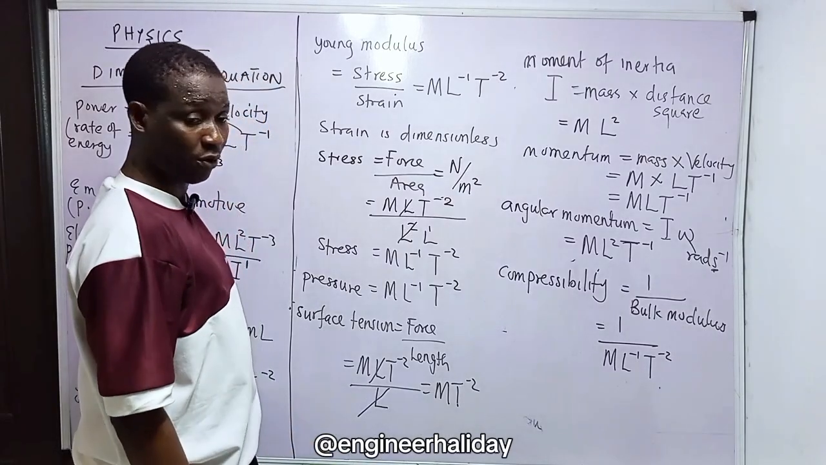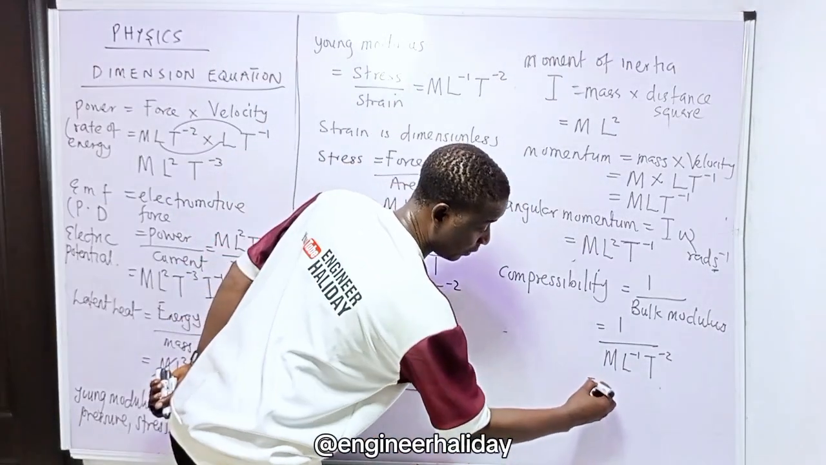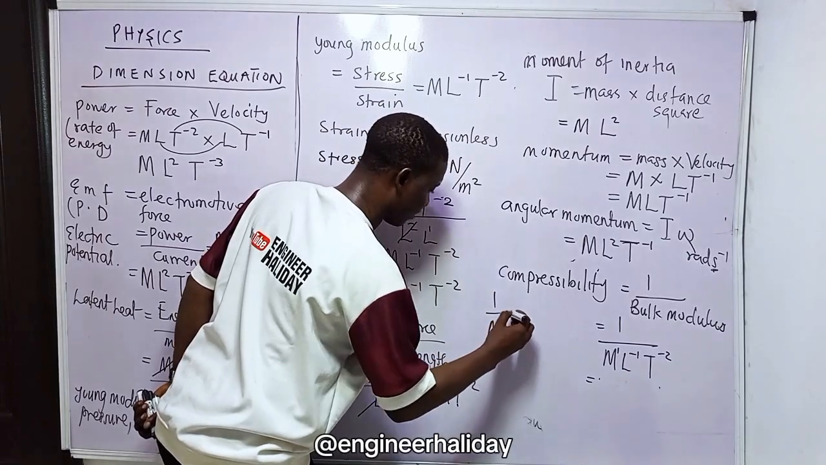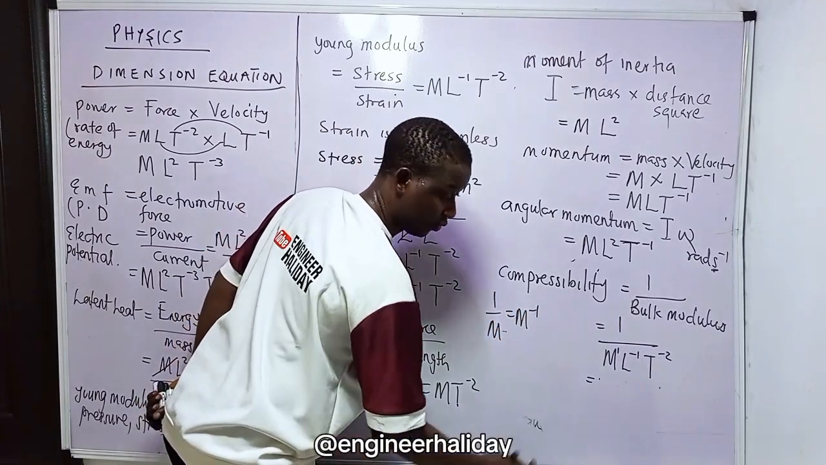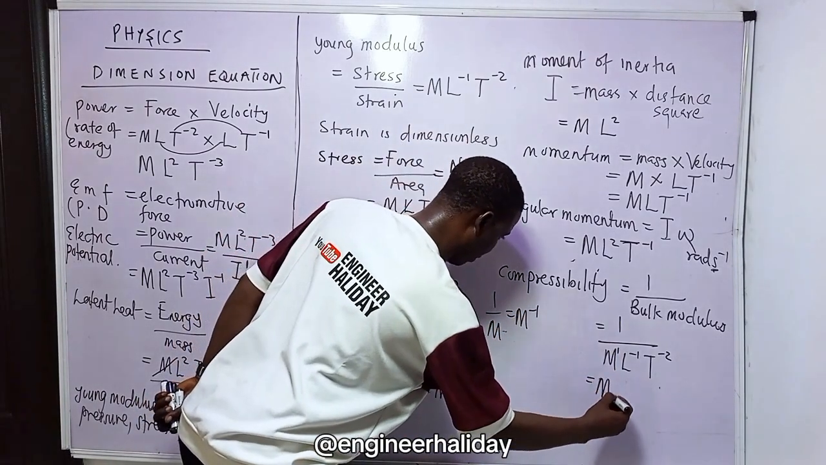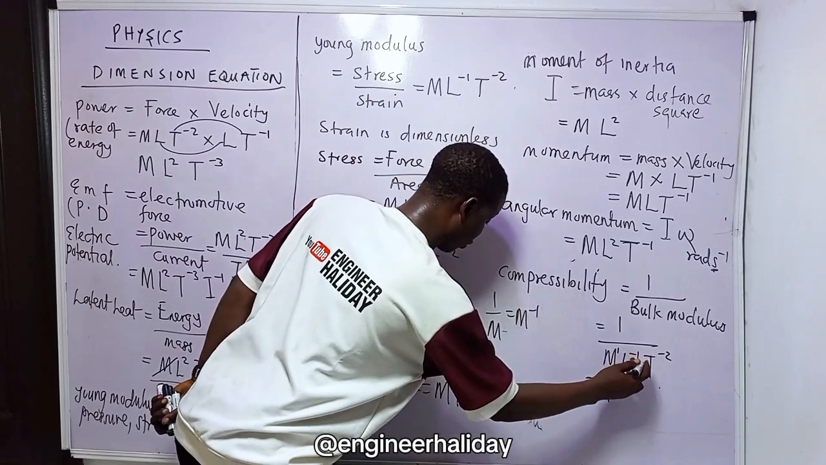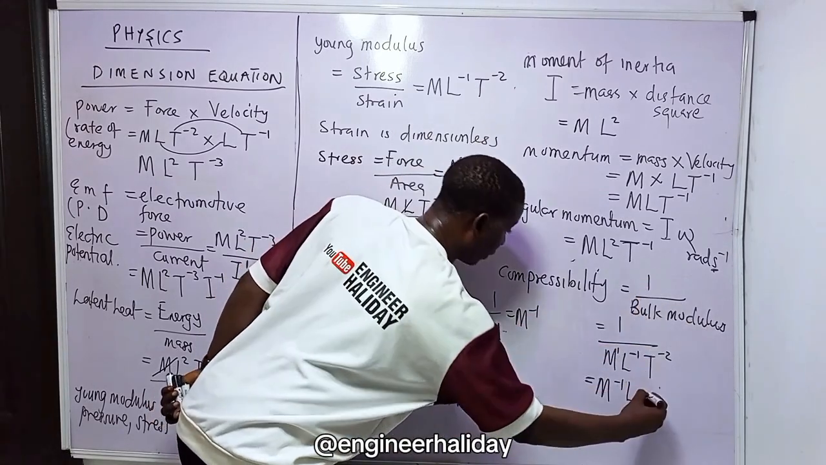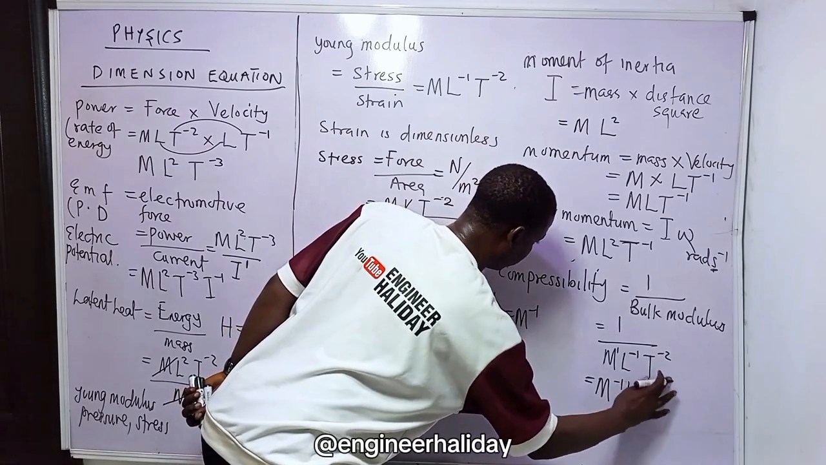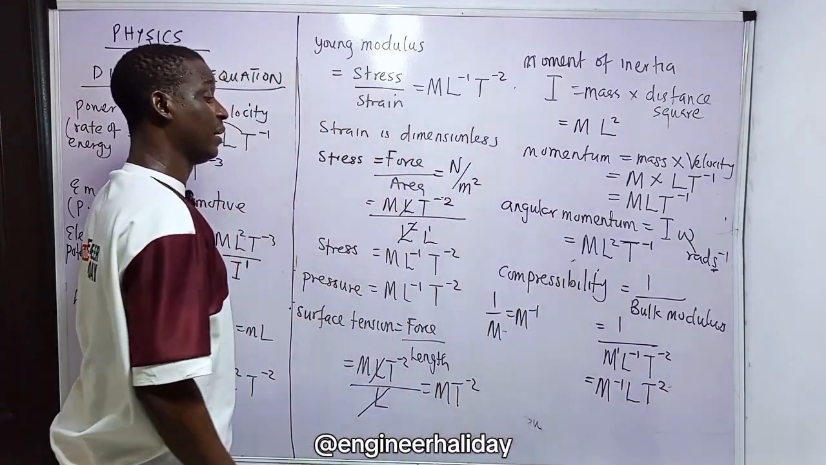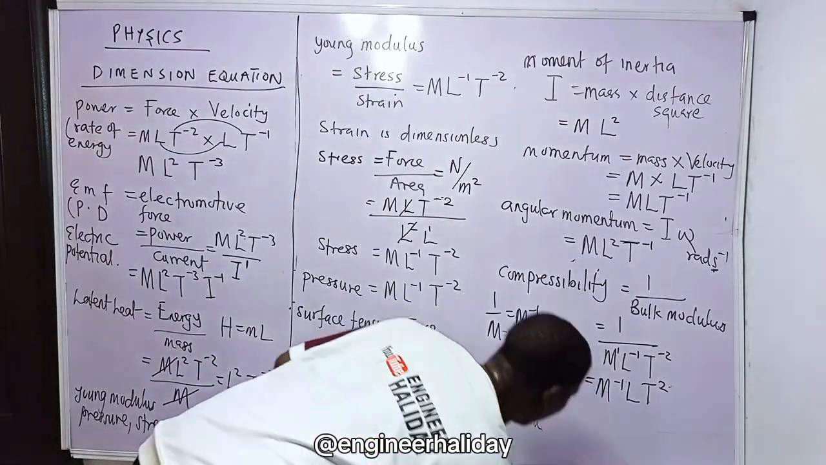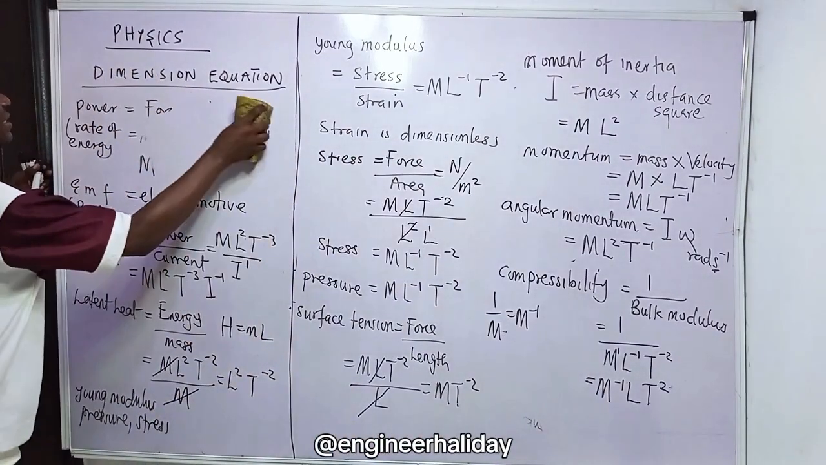Now, if you take the inverse of that one, what will be your final answer? If M goes up according to indices, 1 over M is M raised to the power minus 1. If L^-1 goes up, it becomes L. Then if T^-2 goes up, it becomes T raised to power 2. That will be your answer there. That is compressibility.